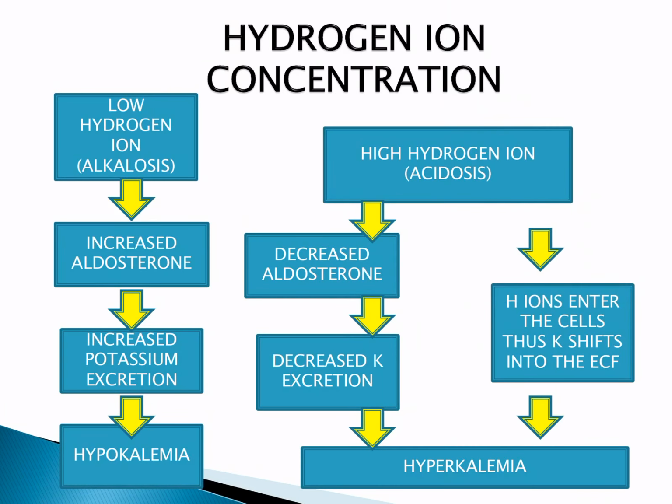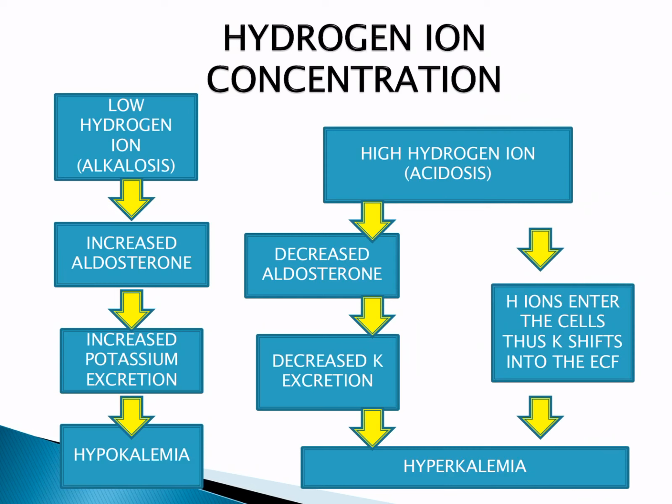So we have here the hydrogen ion concentration. Okay, so first we have here low hydrogen ion, alkalosis. Okay, that's the condition, alkalosis. So there will be an increased aldosterone. Okay, so remember, your aldosterone promotes the excretion of your potassium. So if you have increased aldosterone, it will lead to increased potassium excretion. Okay, so if you have increased potassium excretion, it will result in hypokalemia. Okay, there will be decreased potassium in the blood.